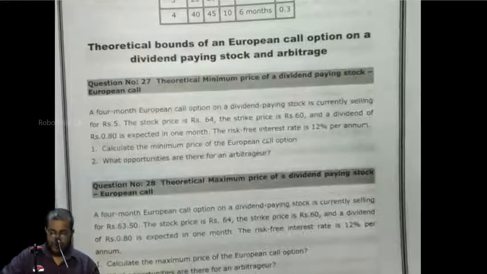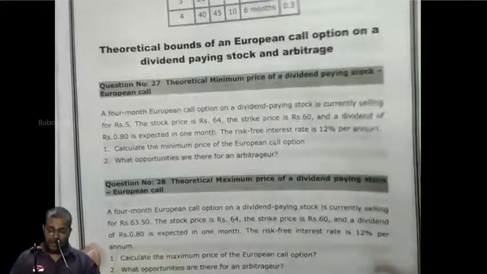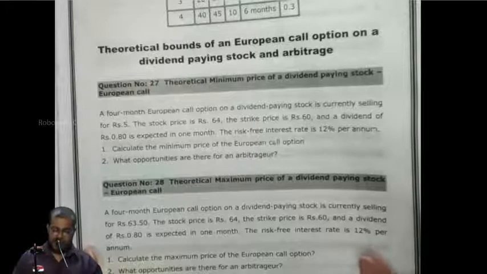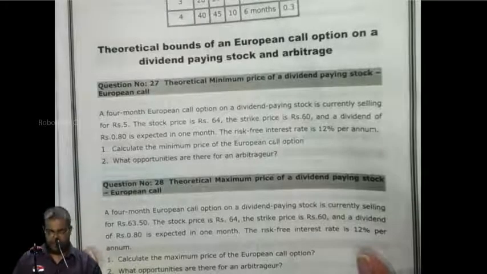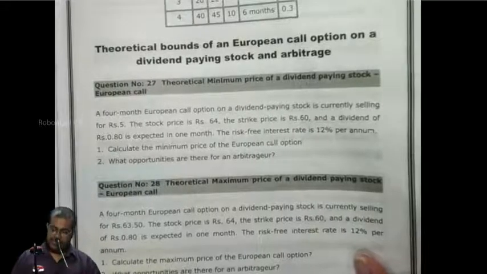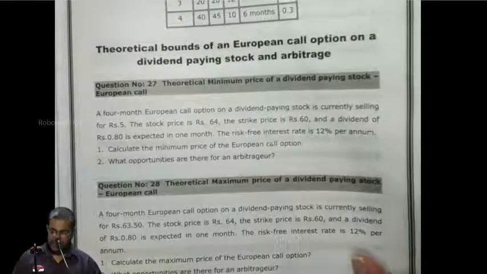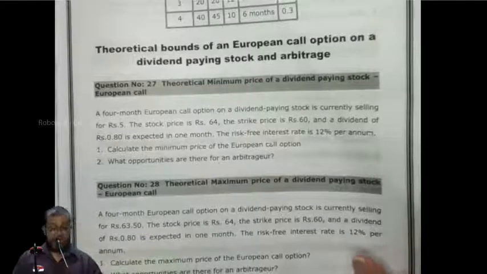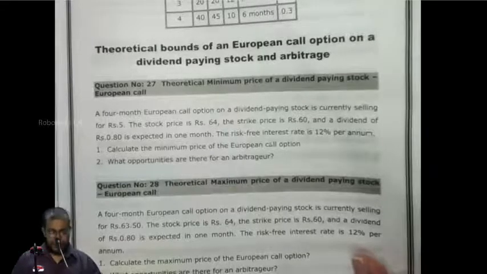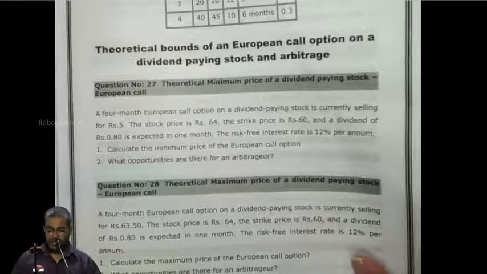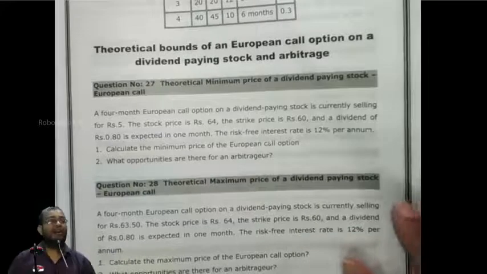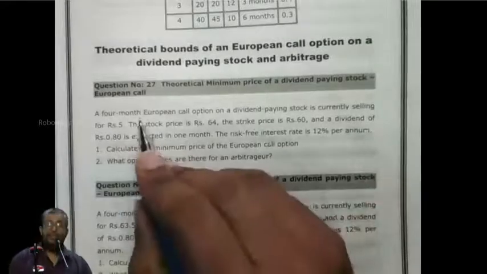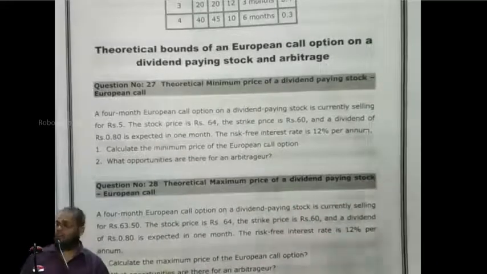A 4 month European call option on a dividend paying stock is currently selling for rupees 5. The stock price is 64, strike price is 60, dividend of rupees 0.8 is expected in 1 month. Risk free interest rate is 12% per annum. Calculate the minimum price of European call option. What opportunities are there for an arbitrage? Please go through the question. We will start with the solution.